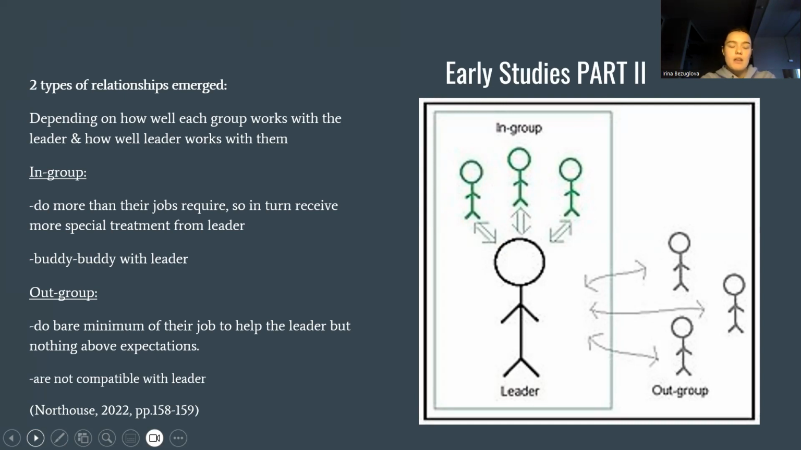And then the out-group, they do the bare minimum of their job to help the leader, but do nothing above the expectations. So they're not very compatible with the leader, is the way I thought of it. On the right side, you can see that there are stick figures outside of the in-group and the leader, and they're kind of like the outsiders. They have nothing special going on with the leader, and there's no emotional connection between them.